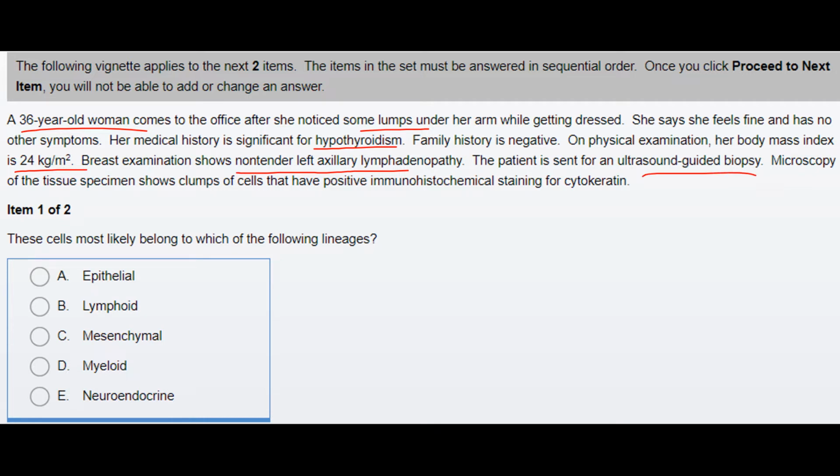Microscopy of the tissue specimen shows clumps of cells that have positive immunohistochemical staining for cytokeratin. These cells most likely belong to which of the following lineages? Since the immunohistochemical staining is positive for cytokeratin, it is derived from epithelial lineage.